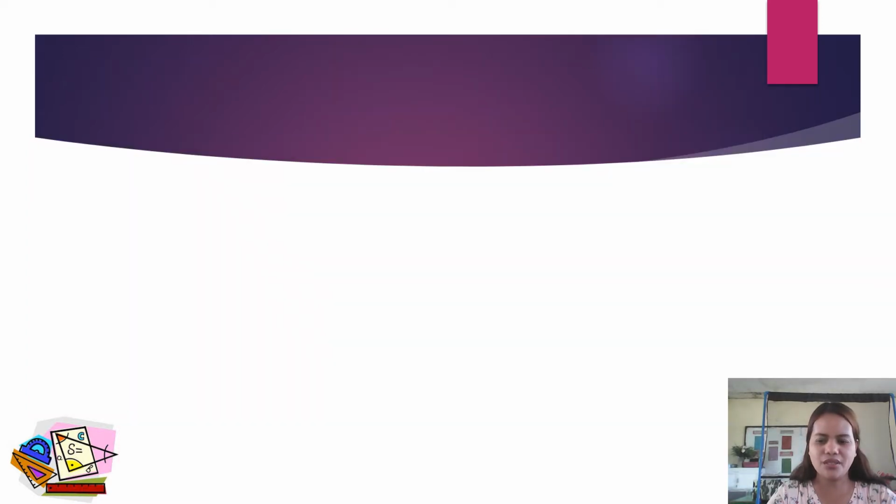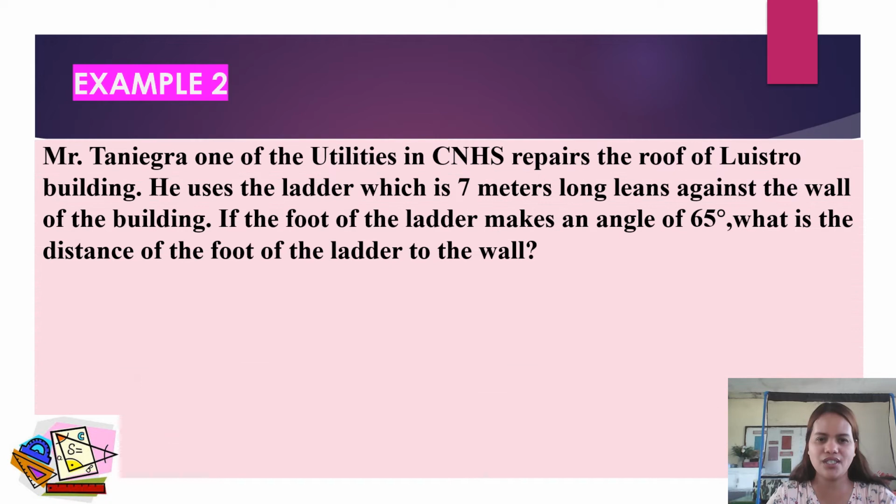For example number 2, the situation is Mr. Tanyagra, one of the utilities in CNHS, repairs the roof of Luistro building. He uses the ladder, which is 7 meters long, leans against the wall of the building. If the foot of the ladder makes an angle of 65 degrees, what is the distance of the foot of the ladder to the wall?